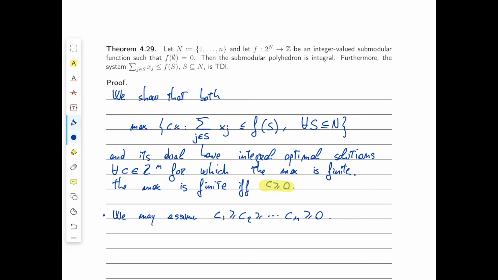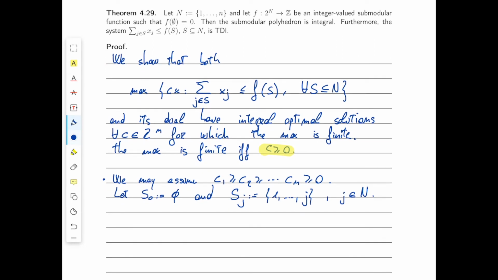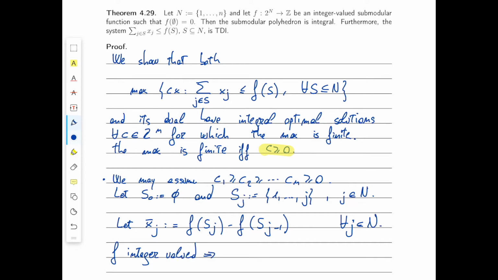Great, now we define some specific subsets of our ground set that will be important to define the optimal solution of the primal. So let S0 be the empty set and Sj be defined as 1 until j. So very simple, all the elements until j, for j in N. And this essentially allows us to immediately define our optimal solution. So let x bar j be defined as f of Sj minus f of S(j minus 1) for every j in N. Good, so the first thing that we should observe is that x bar is integral. Why is that? Because f is integer valued by assumption. Integer valued implies x bar integral.